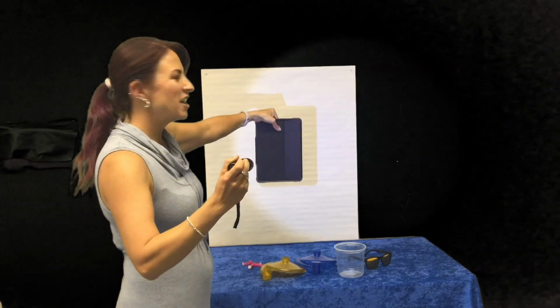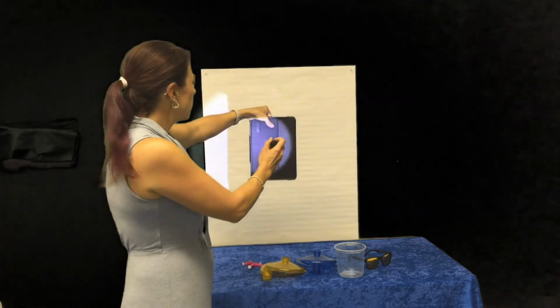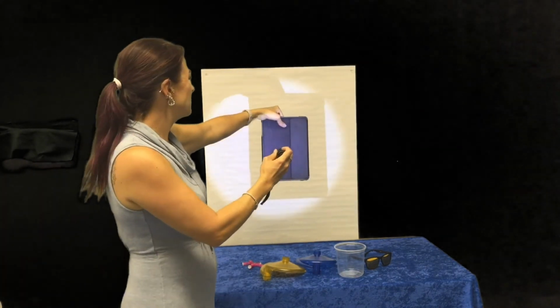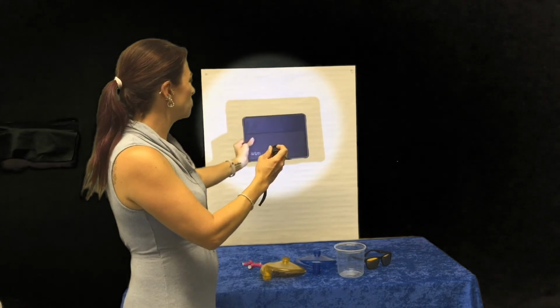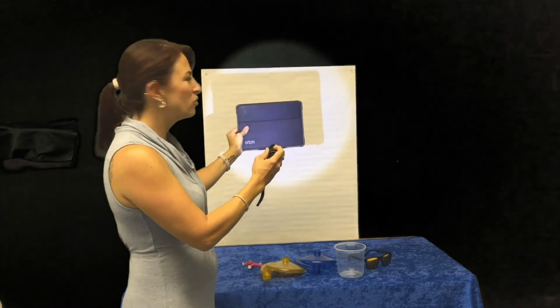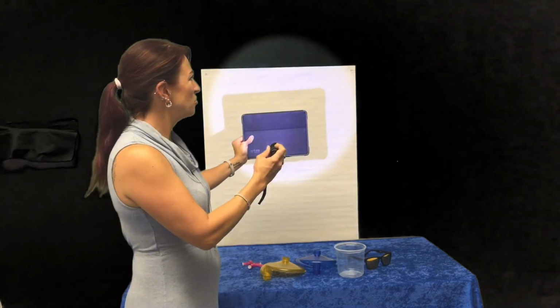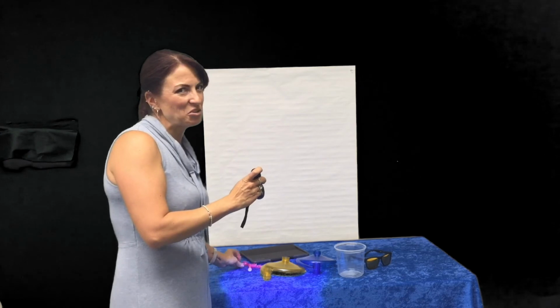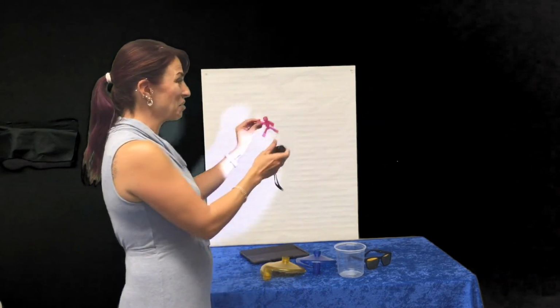Wow, I love exploring, moving the flashlight closer and further away to see what happens to the shadow. You can move the actual object closer or further away to see what happens to the shadow. What happens as you move it closer? What happens as you move it further away? Talk about it. I hope you have fun exploring with shadows, just like me and my friend here did.